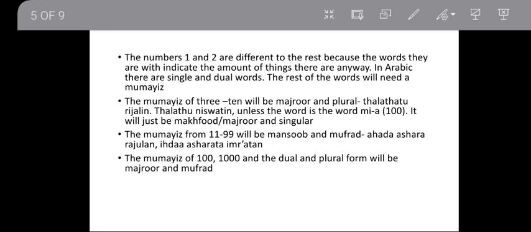And the mumayyiz of 100 and 1,000 and the dual and plural forms of them, like mi'atun, mi'atani, and alfun, alfani, alaf, will be majroor and makhfud. You don't use the plural form of mi'ah. You don't say mi'at. You just say mi'atun, thalathu mi'atin. You won't say thalathatu mi'atin.